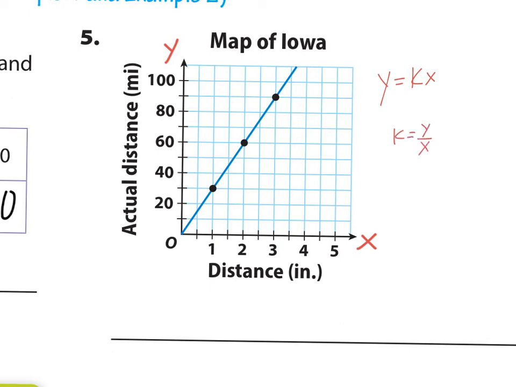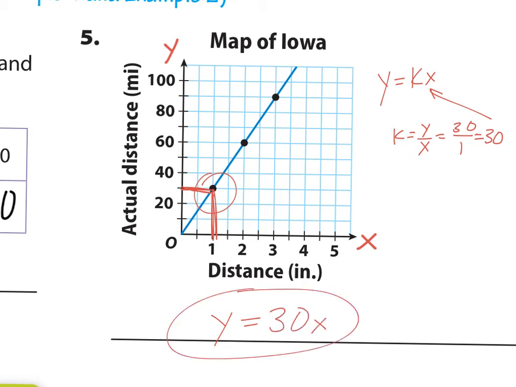So we can pick any of these points. I'm going to pick this one because it's the lowest. I like using smaller numbers. So my Y that needs to go on top, remember the Y was the up and down. So my Y was 30, and my X was 1. So 30 over 1, which just equals 30. So that's my K. So now I can plug that into this right here, and I get Y is equal to 30X.